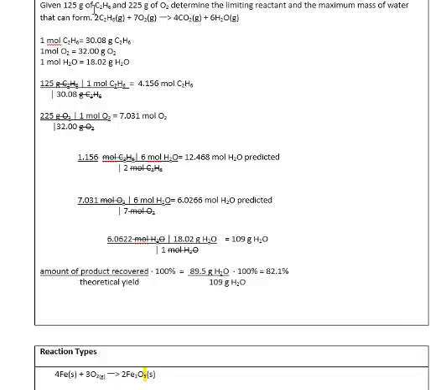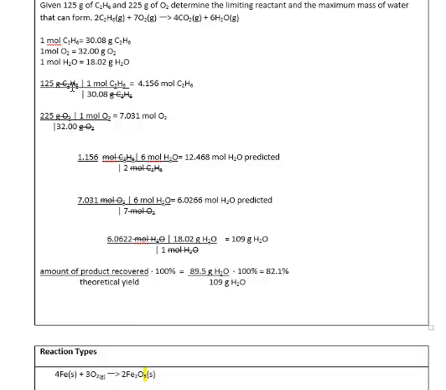Given 125 grams of C2H6 and 225 grams of oxygen, determine the limiting reactant and the maximum mass of water that can form. 2 moles of C2H6 gaseous plus 7 moles of oxygen gaseous goes to 4 moles of carbon dioxide gaseous plus 6 moles of water gaseous. 1 mole of C2H6 equals 30.08 grams of C2H6. 1 mole of oxygen equals 32.00 grams of oxygen. 1 mole of water equals 18.02 grams of water. Okay, gotta move this over.